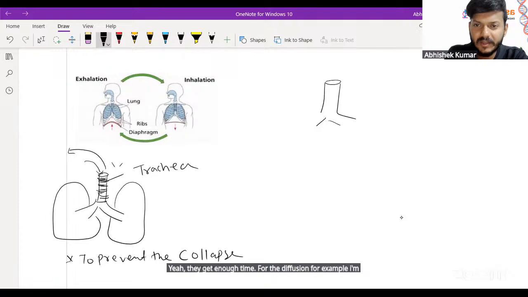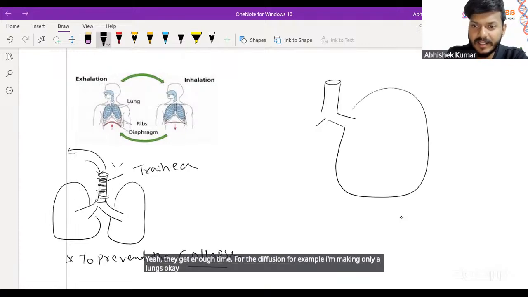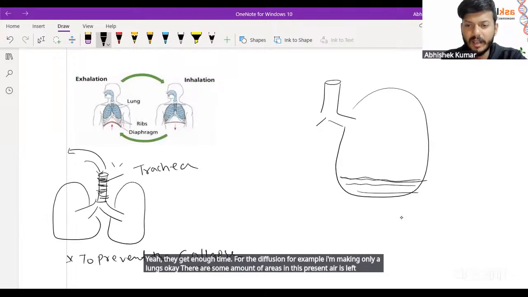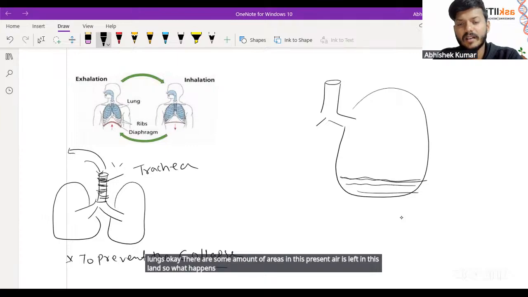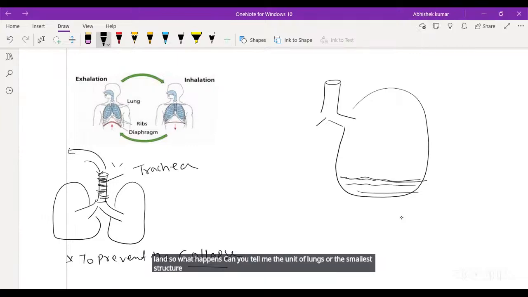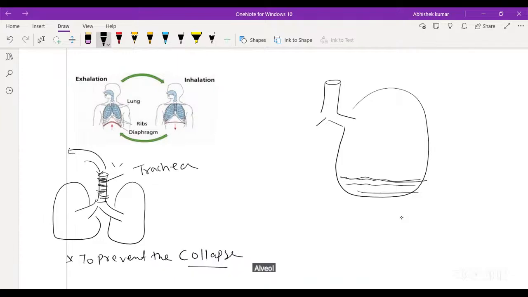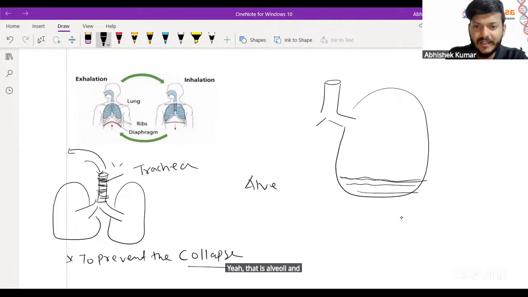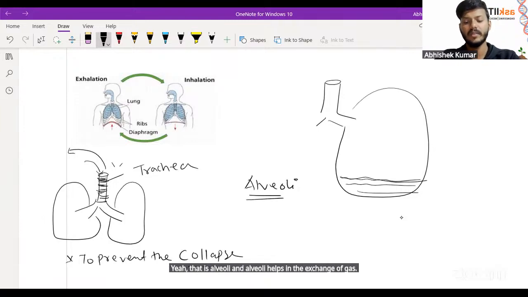For example, I'm drawing only the lungs. See, there is some amount of air present in this; air is left in this lung. Can you tell me the unit of the lungs, or the smallest structure present inside our lungs? Alveoli. Yeah, that is alveoli, and alveoli help in the exchange of gas. In the next question only, we are going to discuss that.